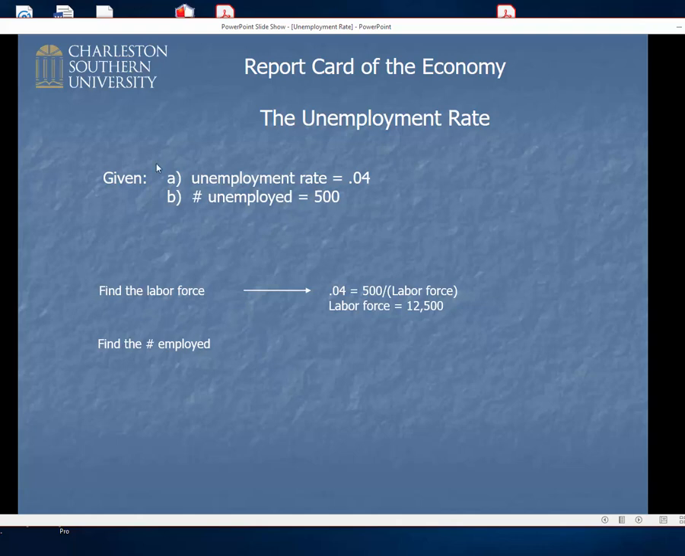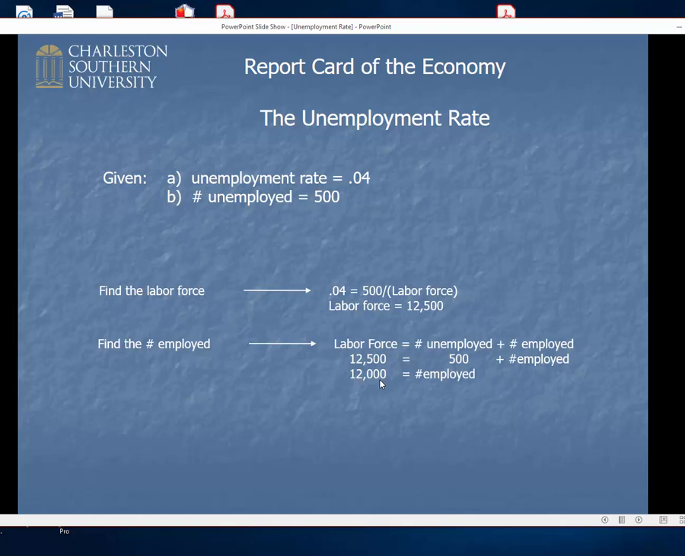Then I might ask you, well, find the number employed. How many people were employed if the unemployment rate was 4% and the number unemployed was 500? The way you would do it is, you would say, well, the labor force is just the number unemployed plus the number employed. The labor force we already calculated to be 12,500. The number unemployed was 500, so the number employed must have been 12,000.